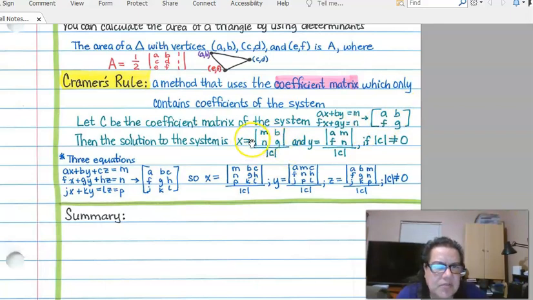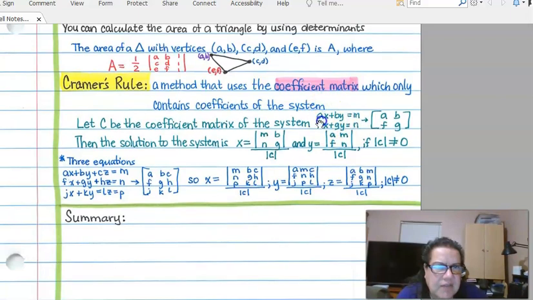Whatever number comes out, that's the X value. So that would be the answer of that particular matrix. And how do you find the Y? Same process. Since we're looking for Y, you take the A and the F coefficients.